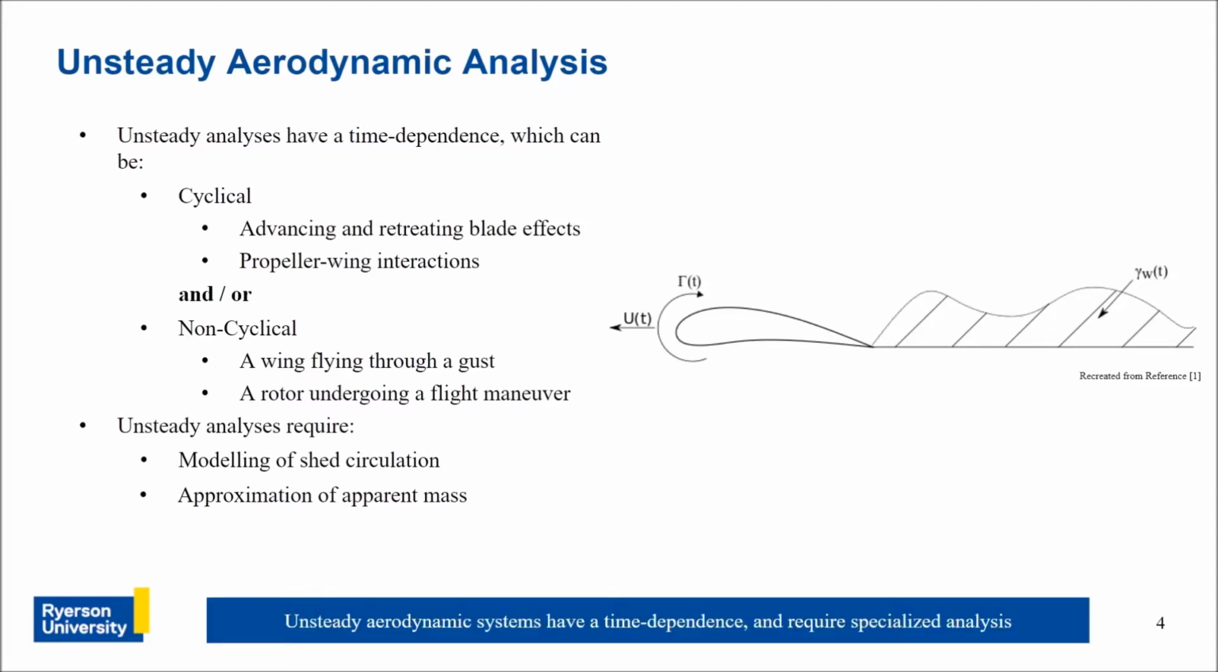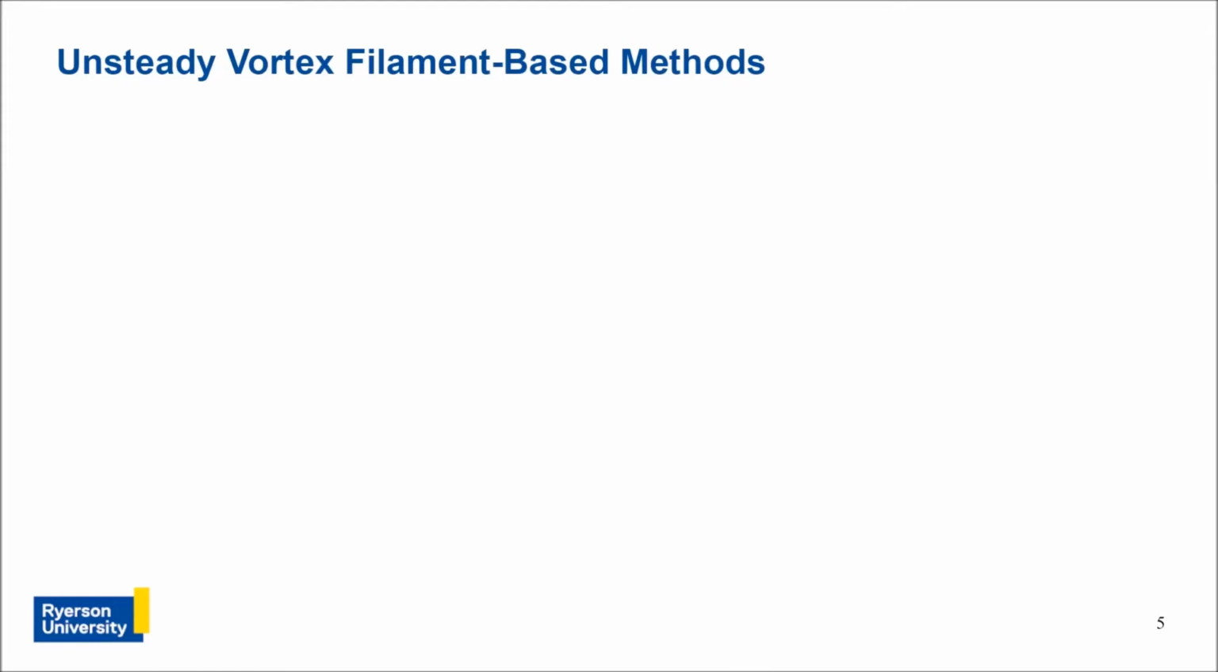So unsteady aerodynamic systems have a time dependence and require specialized analysis. The modeling of the shed circulation and apparent mass are important, but they also happen to be the reason for some of the instabilities inherent to unsteady potential flow methods. To explain that point, I'll have to give a general overview of vortex filament-based potential flow methods, which will provide context.